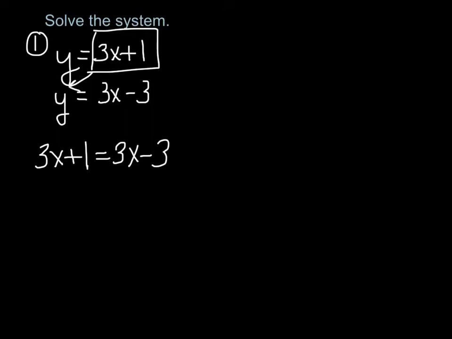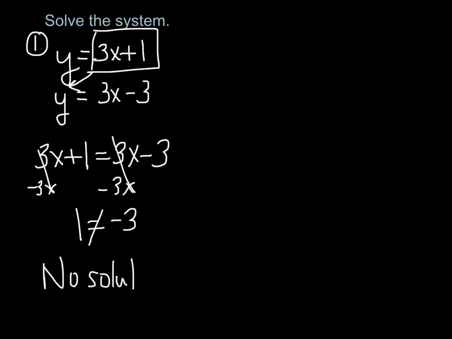If we solve the basic equation, subtracting 3x on both sides, they cancel. That means I'm left with 1 equals negative 3. Well, that's a false statement. 1 does not equal negative 3. So because it's a false statement, my answer would be no solution.